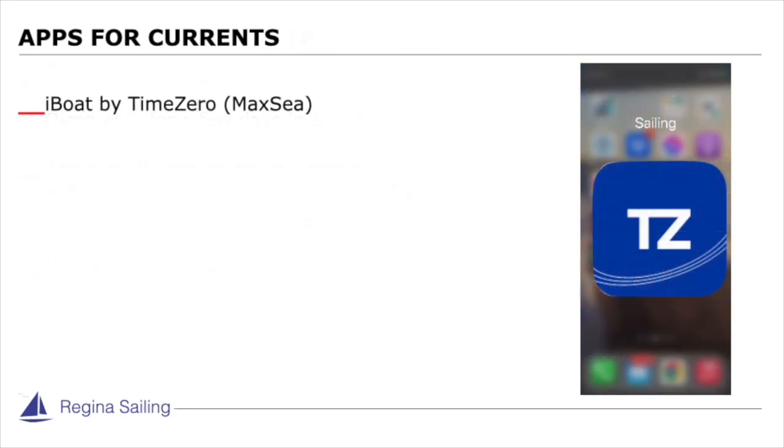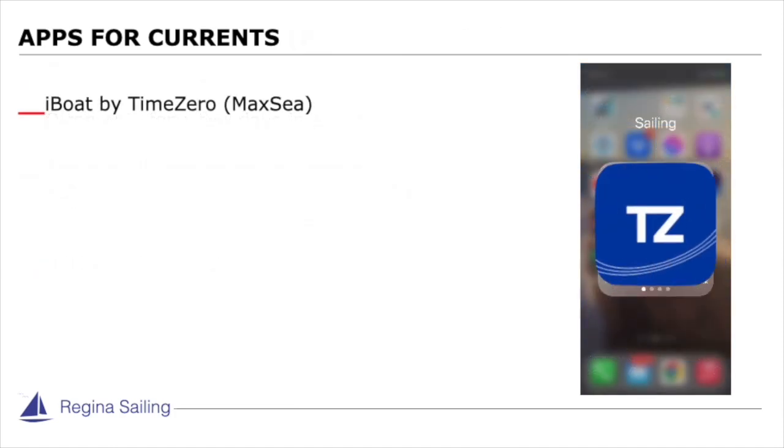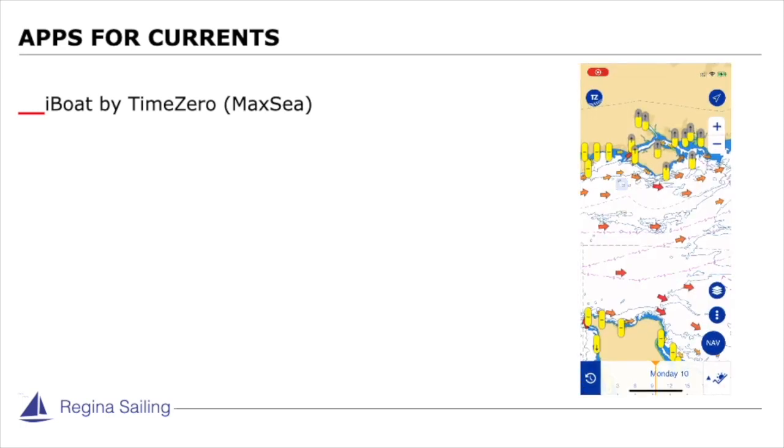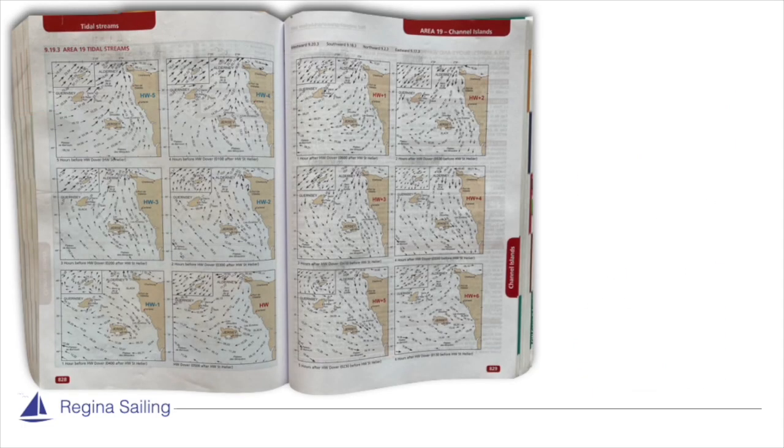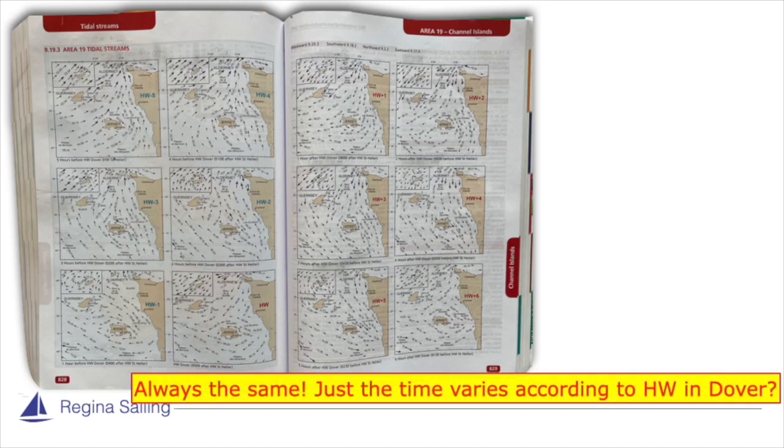And if you look at iBoat by Time Zero, it's also an app, so you can click on that one, and then same thing. You see the more orange, the stronger it is, and you can play forward. But it's like seeing a movie, and you see how it turns to the right and then it turns to the left. Yes, but which time should we go? Okay, that is usable, but I would like to show how easy it is to use a nice paper chart out of the Reeds. Look at the Reeds, because the good news is that it's always the same. It's just the time varies according to the high water in Dover.